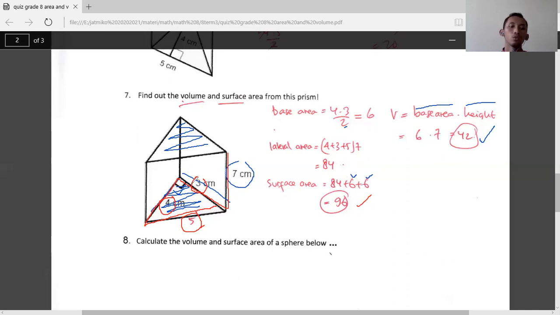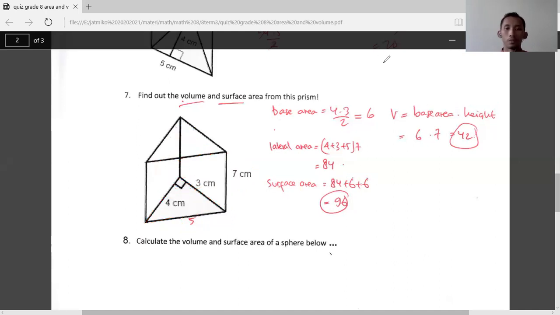Or if you don't want to do it like this, you can find the area one by one. Like this part first, 4 times 7, and then this part is 3 times 7, and then the one on the bottom is 5 times 7, and the final answer is the same. Okay, so that is how to find the surface area and the volume.